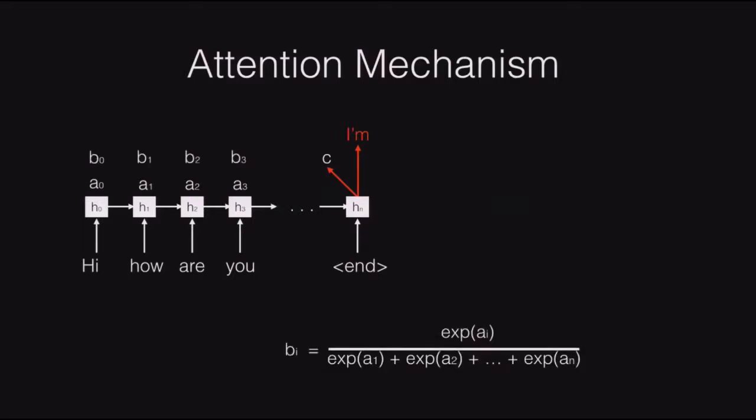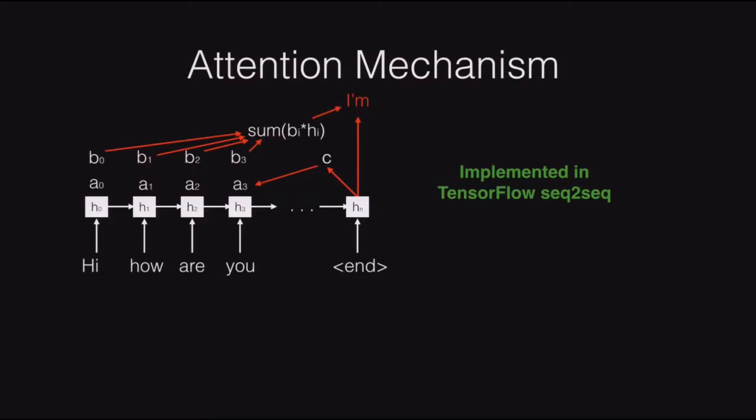After you have those scalars, you compute something called beta, which is basically a softmax of all the alpha. To compute that, b i is the exponential of a i divided by the sum of exponentials. Then you take those b i and multiply by h of i, take the weighted average, the sum, and send it as an additional signal to predict the word am, and then you keep going.